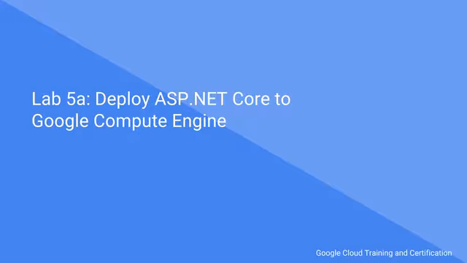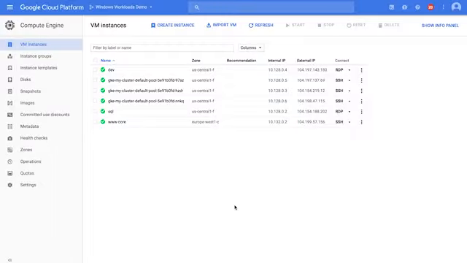Now it's time for a demo where I'll create a simple ASP.NET Core application. This demo is part one of a three-part series focused on running ASP.NET Core applications on Google Cloud Platform. In this demo, we'll create the ASP.NET Core web application and run it on a Linux virtual machine in Google Compute Engine.